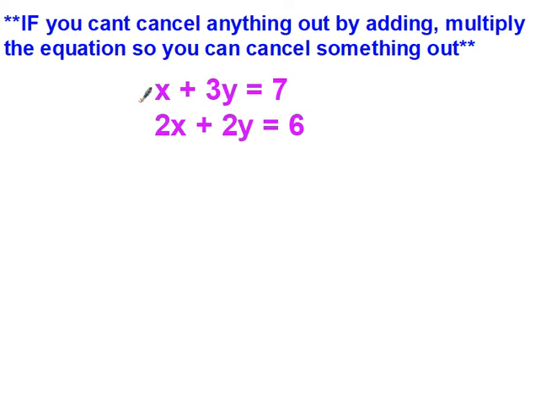So if I add these two together, I'm just going to have x plus 2x, which is 3x. I'm going to have 3 plus 2, which is 5y equals 13. That doesn't help me. I can't solve an equation that has two different variables in it. I only have one equation. So what I want to do is eliminate one of the variables so I can solve for another one.